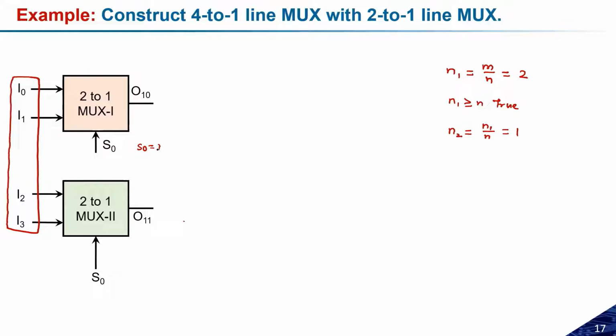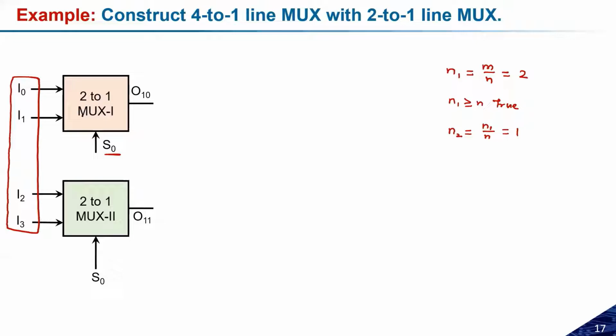So S0 is equal to, yeah, I think I made one mistake here, right? Oh, sorry. S0 is equal to 0. In that case, this I0 will be selected, and S0 is equal to 1, then I1 will be selected. I'm absolutely sorry, I made a mistake. So here, S0 is the control signal that decides whether I have to pass I0 or I have to pass I1.